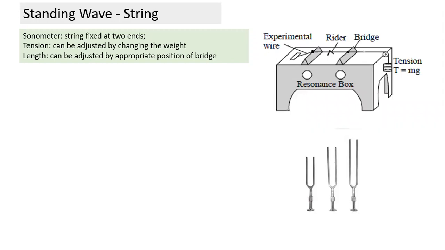If I change the position of the bridge, effectively the length of the string changes. And if I change the weight here, the tension changes. And in fact, we can insert one more bridge. We can have two strings which are connected to the same weight, having the same tension with different lengths.